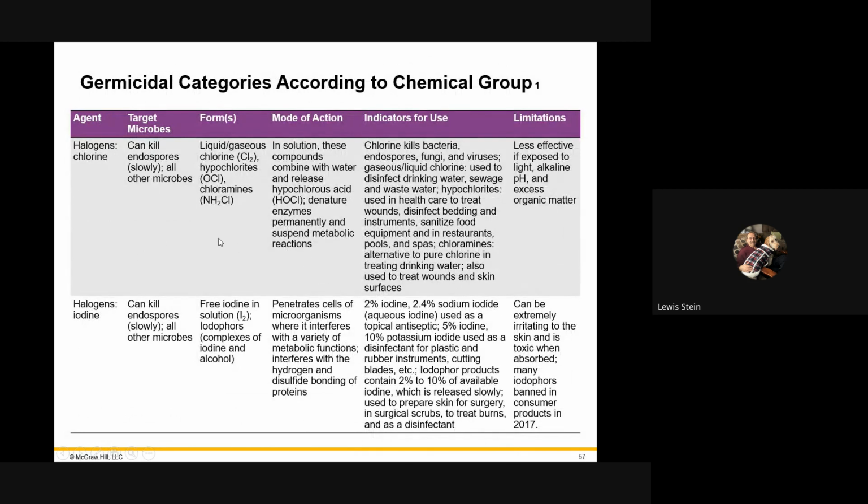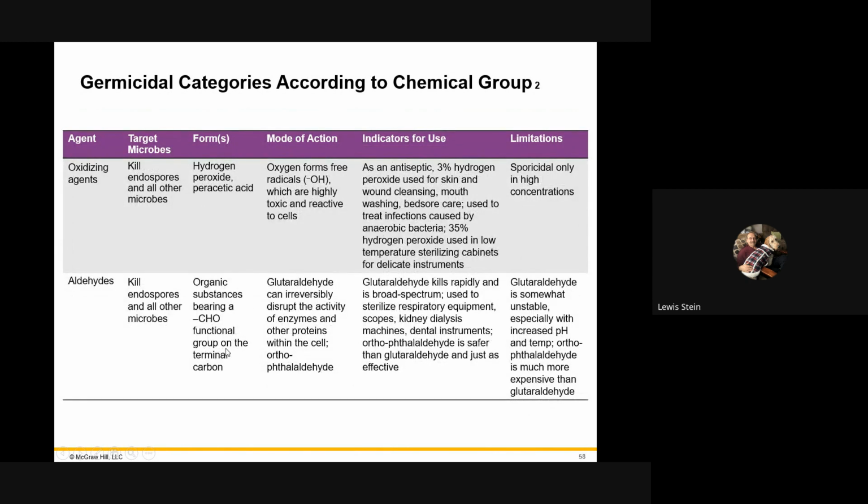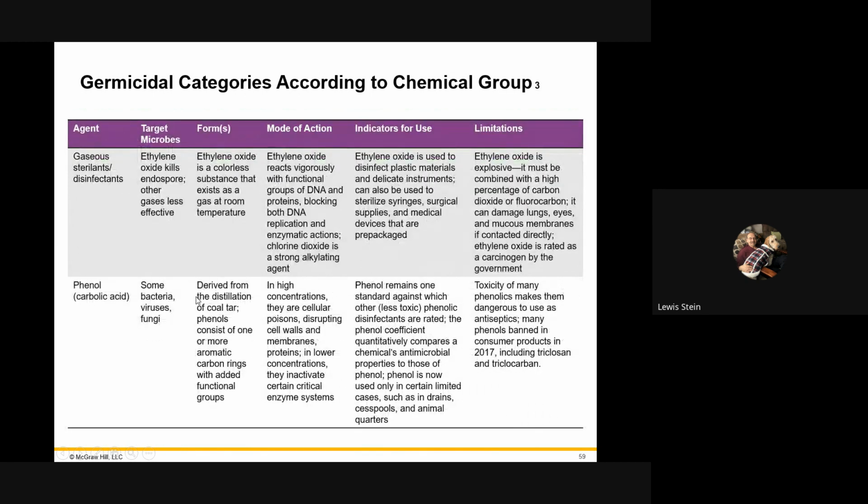Ethylene oxide is the poison gas, and you can see you need a long exposure time for that. And then we'll get into all of these, whether it's halogens, which is chlorine and iodine. We have other uses for fluoride and bromine that are there. So we'll look at both of those without going through all the laundry list. The oxidizing agents, we'll look at aldehydes, which are very, very powerful. There's a lot to be said. The gaseous agents, the phenolic agents, these are the categories.